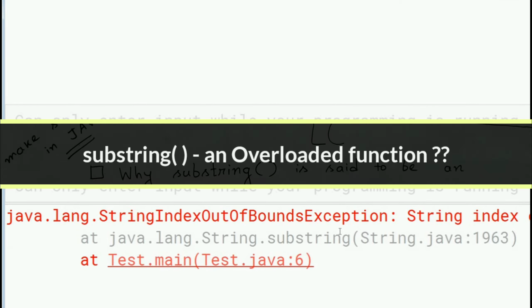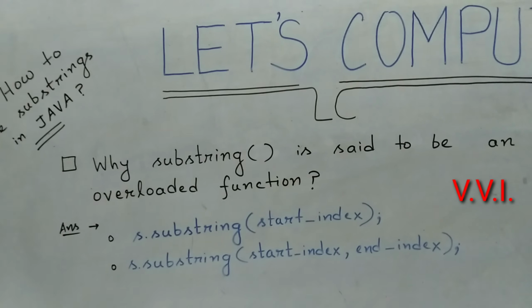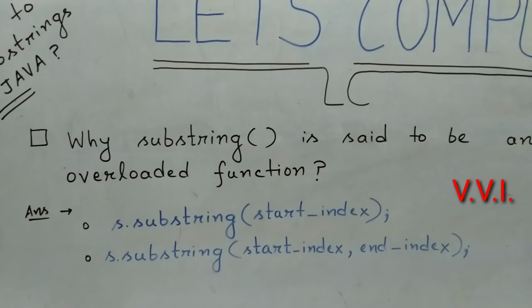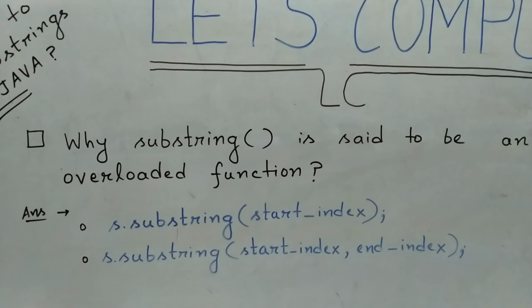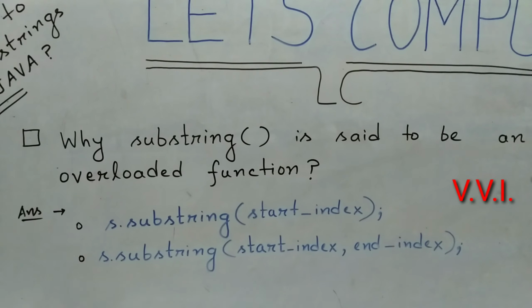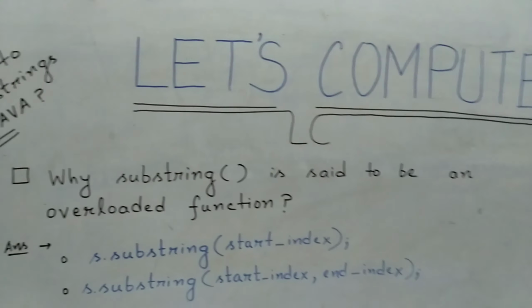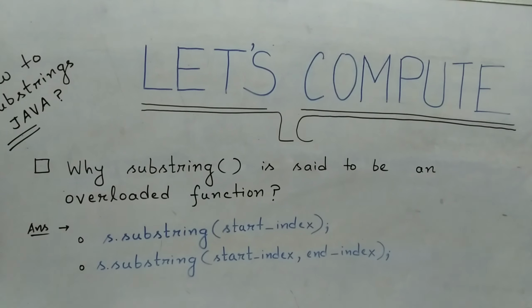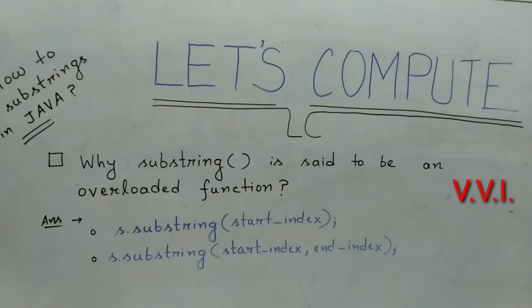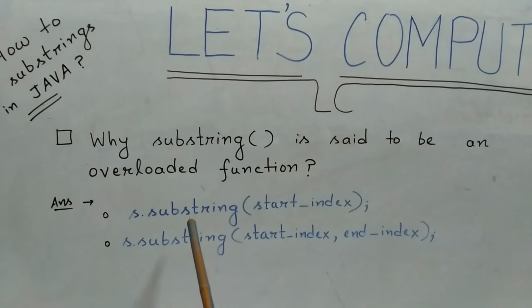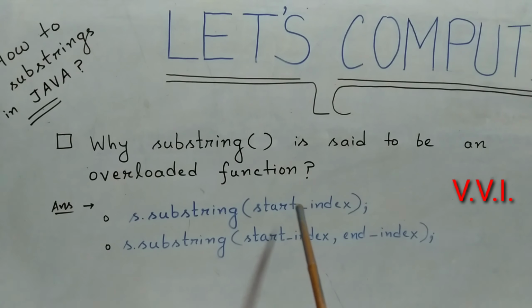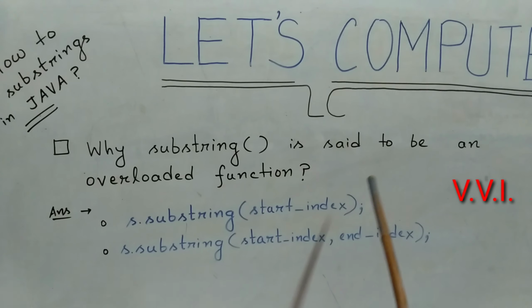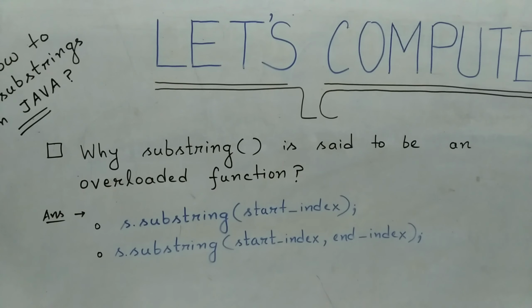A pretty familiar question in all the examinations. Why is substring said to be an overloaded function? Yes, we have to recapitulate what is an overloaded function. A function is said to be an overloaded function if it consists of different lists of parameters at different circumstances. Look at here. Substring clearly consists of two different lists of parameters. Hence, substring is also said to be an overloaded function.